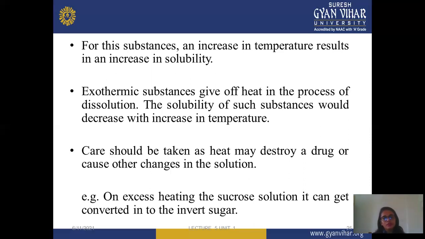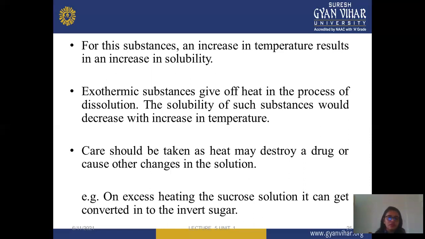Care should be taken, as heat may destroy the drug or cause other changes in the solution. During this solubility enhancing method of changing the temperature, we should take care that the temperature does not exceed a particular limit. If it exceeds a particular amount, it may show instability of the drug, or may destroy that drug completely. So there is a chance the drug may be destroyed. So you should maintain a proper temperature instead of increasing it continuously. You can check side by side how much temperature is required.